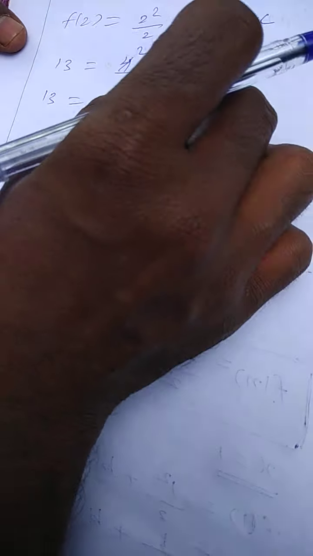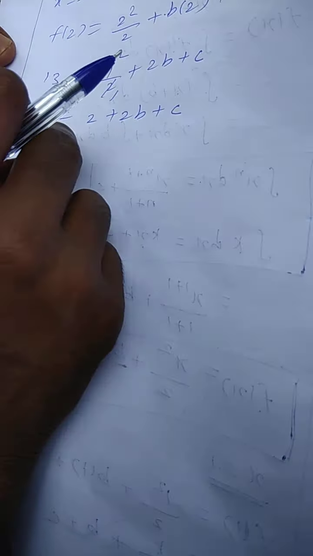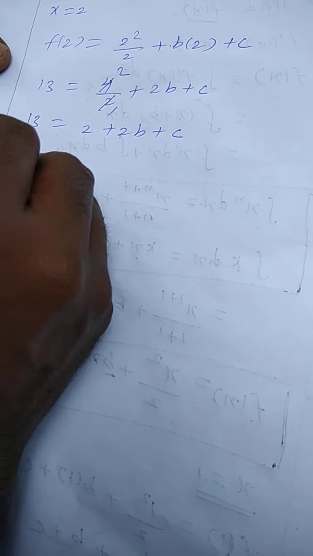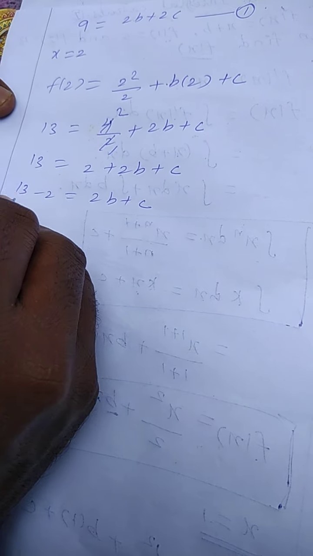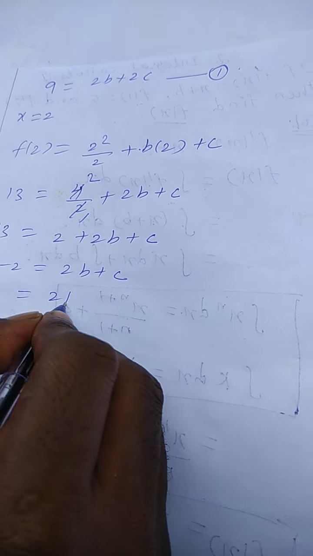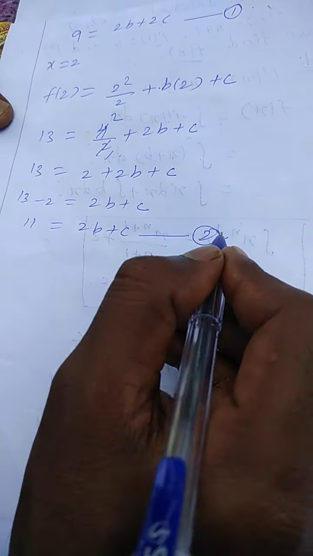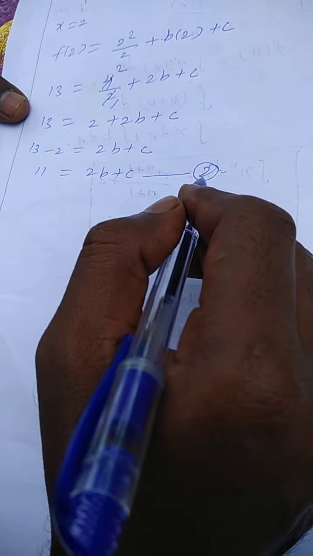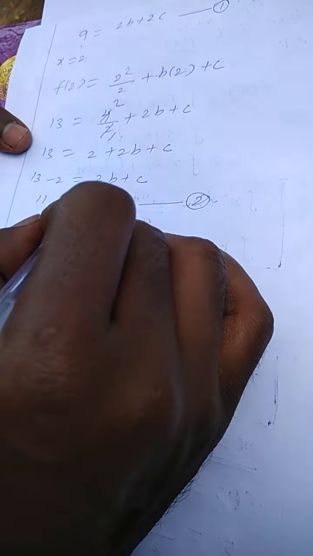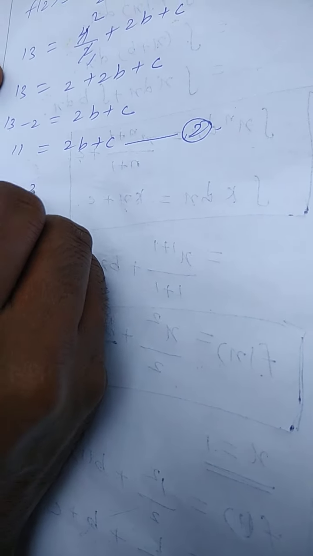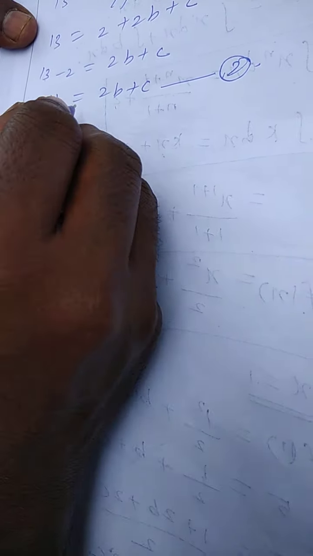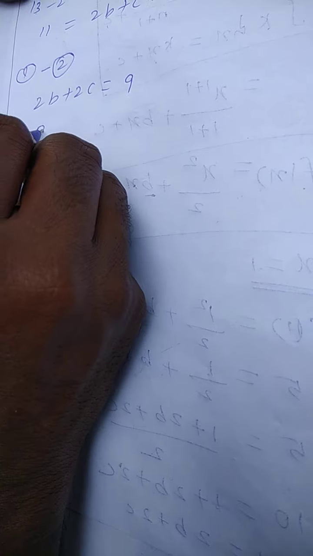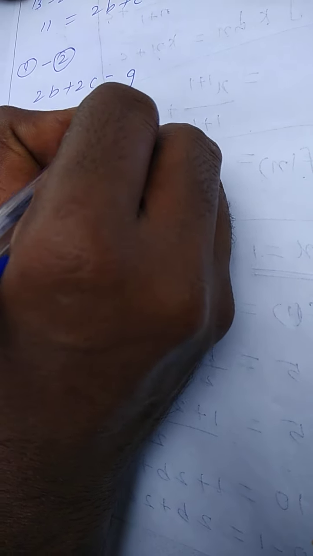Now we separate variables on one side and numbers on one side. These are the numbers, so bring them to the left hand side. So 13 plus 2 will transpose to minus 2: 2b plus c. So 13 minus 2, 11, equal to 2b plus c. This is the second equation. So now we found the two equations, and we need the b value and c value. Now I will subtract equation 2 from equation 1. What is equation 1? 2b plus 2c equal to 9. What is the second equation? 2b plus c equal to 11.